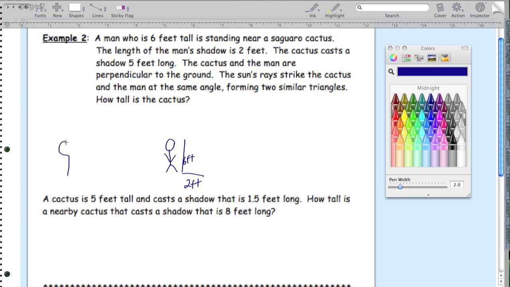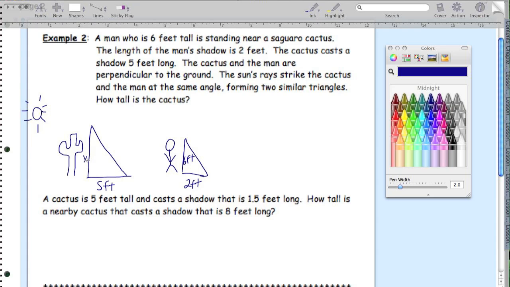So there's this cactus over here, and it's casting a shadow 5 feet long. They haven't told us yet how tall it is, though. The cactus and the man are perpendicular to the ground, so they're standing straight. There is not any angles. The sun's rays strike the cactus and the man at the same angle. Okay, and they form two similar triangles. So we can make these actual triangles. They want to know how tall is the cactus. Well, that's why they didn't give it to us.